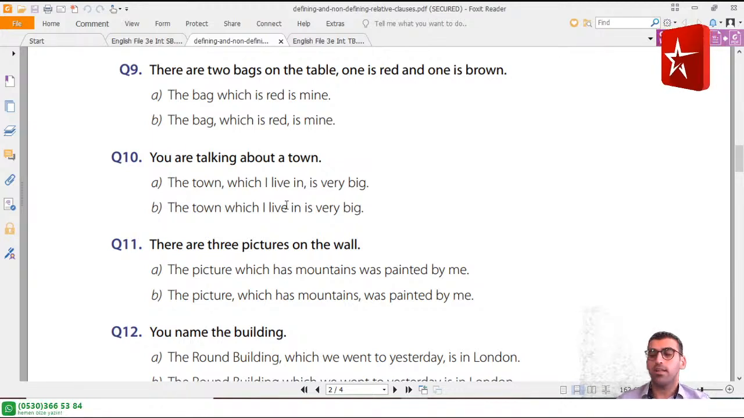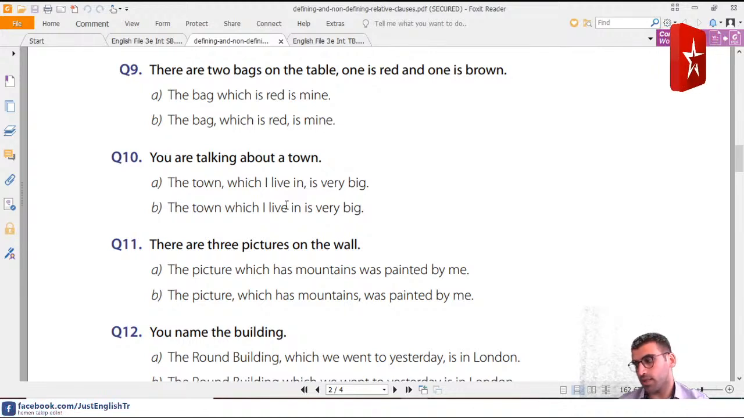And next one. Yes, question number 10, the correct answer was B. Let me announce the correct answer. Question number 10 is B. What about question number 11?